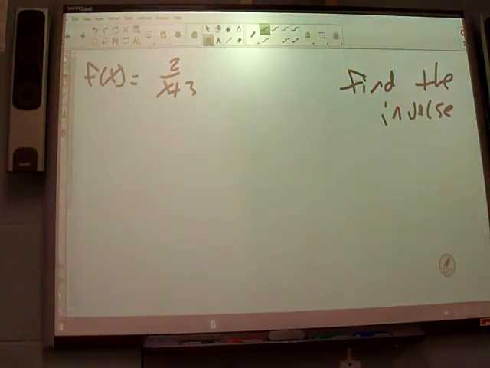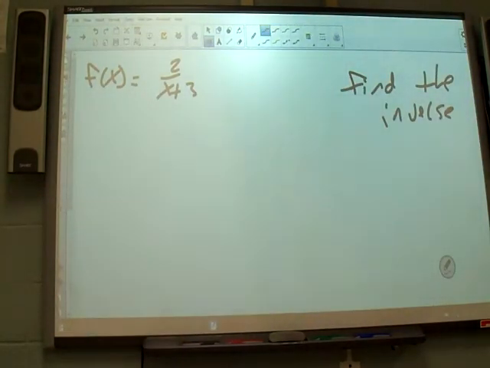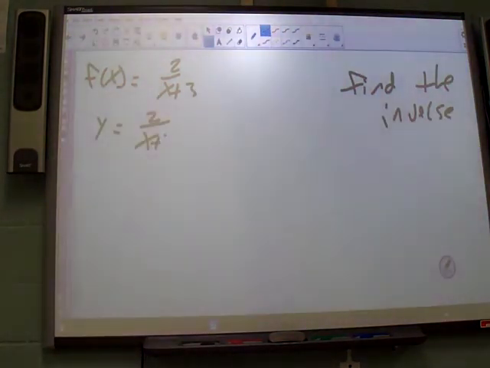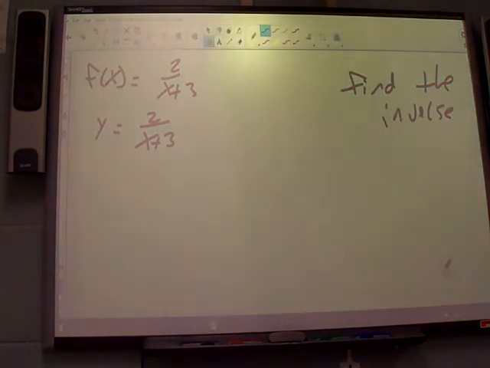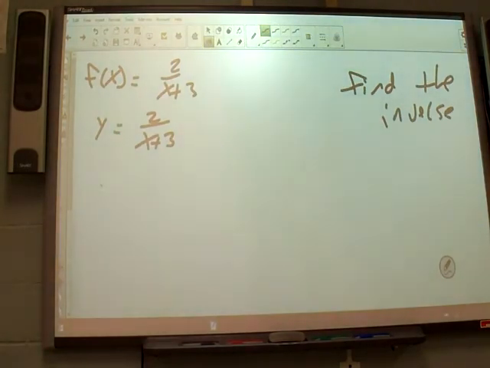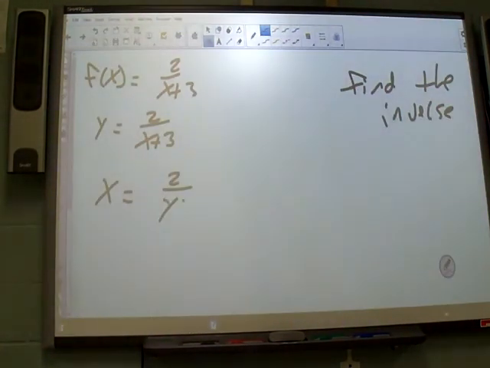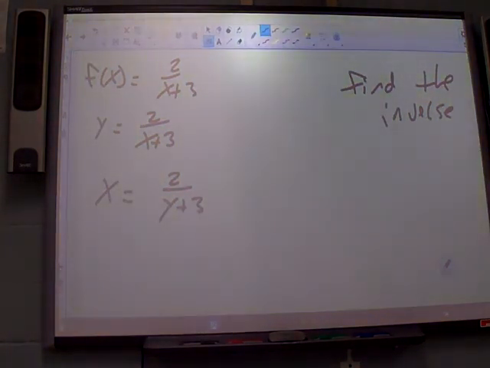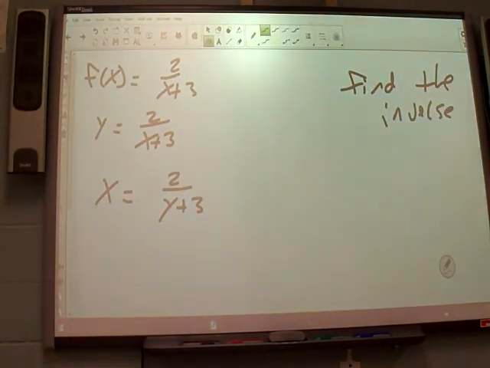So first thing I'm going to do, and this isn't necessary, but it is for pea brains like me, I need to write down that I know f of x is the same as y. That step is not necessary unless you're a pea brain like me. Now step 1 says switch the variables. So I'm going to write x equals 2 over y plus 3. Just switch the variables. That was step 1. Step 2 says solve for y.